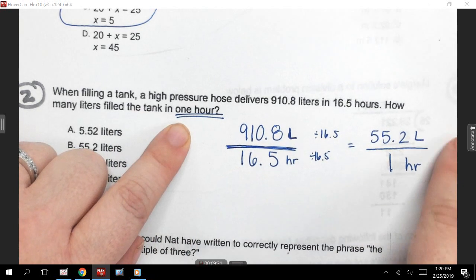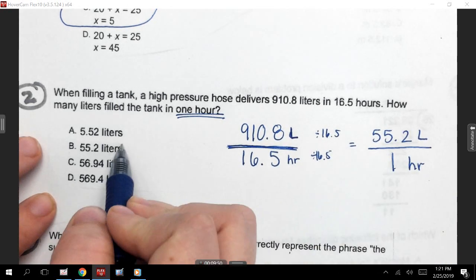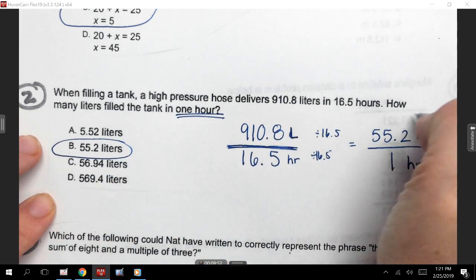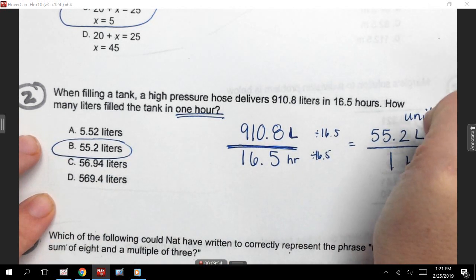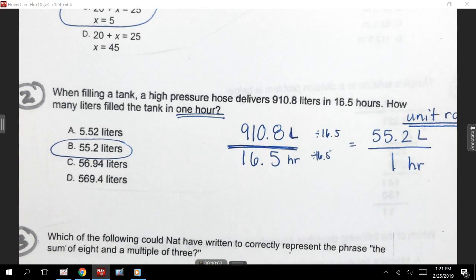1 hour. Guys, what is this called? What did we just find? That has a special name. Raise your hand. What is that special name for what we just found? Brady? Close. Ratio. Diana? Unit rate. So my answer was the 55.2. But guys, remember, this is called a unit rate. You might want to write this down because we have a 9 weeks test this Friday, and I guarantee that word unit rate, you're going to see it, okay?